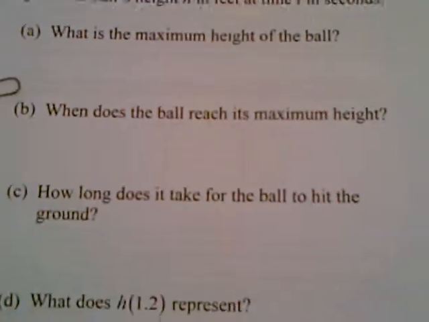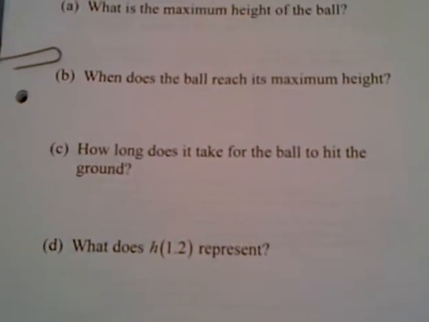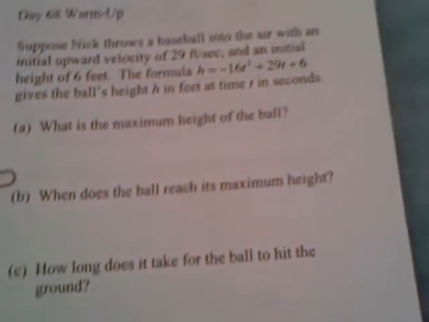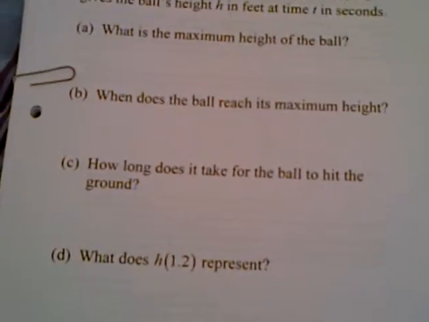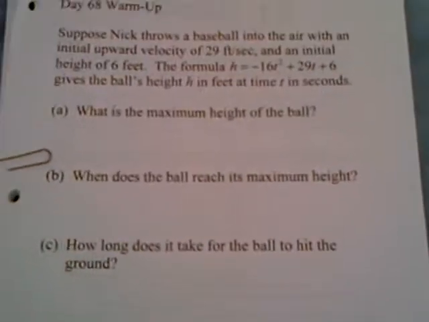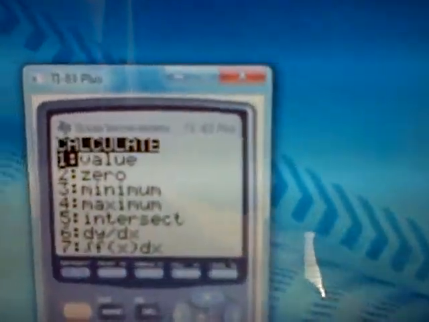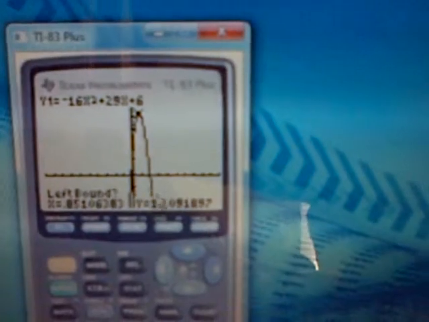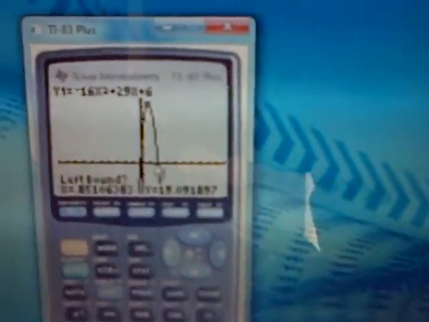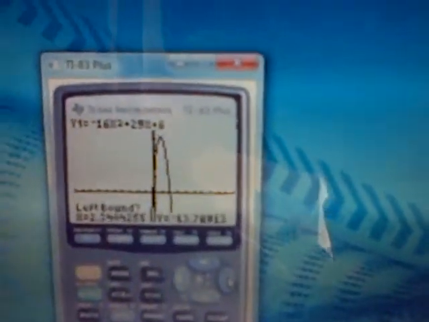Alright, now, C says, how long does it take for the ball to hit the ground? Think logically, what would the height of the ball be if it's on the ground? The height is going to be 0. So to find the zeros, you go back to second, trace, and you have this option right here that says 0. So you hit option 2. Now we don't want to know this 0. This is when he throws it up in the air. We want to know the 0 right here when the ball hits the ground.